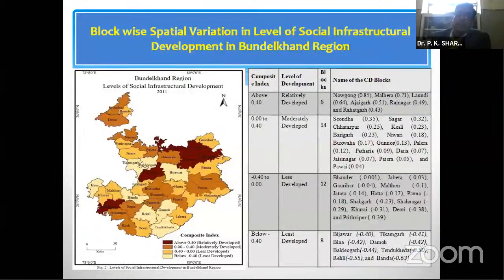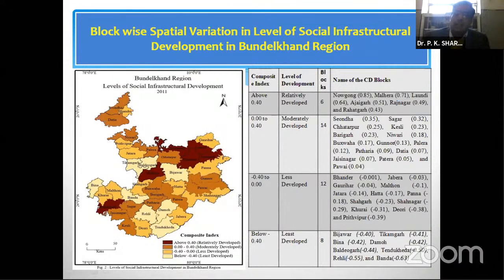And the composite index varies from plus 0.40 to minus 0.40. The value of composite index above 0.40 is named as relatively developed. I have not considered any of the blocks as developed, because I have only given the name as relatively developed. It means these six blocks are comparatively relatively developed: Nogam, Malhera, Lundi, Ajaygarh, Rajnagar, and Rahatgarh.